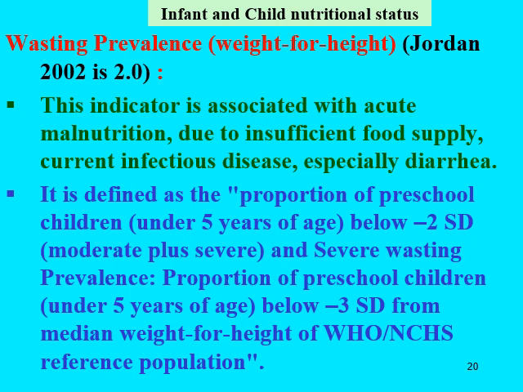Wasting prevalence in Jordan 2%, 2002. It is associated with acute malnutrition, insufficient food supply, and current infectious disease. It is defined as the proportion of preschool children below -2 standard deviations or below -3 standard deviations from the median weight for height.